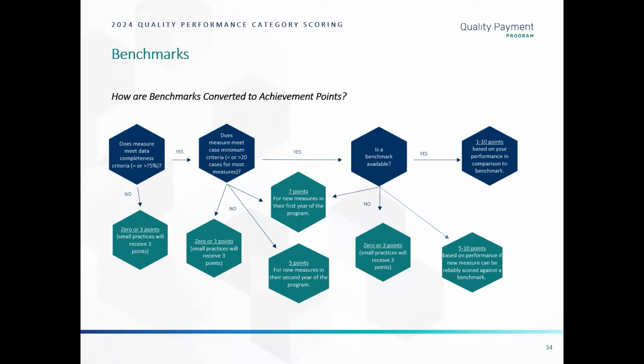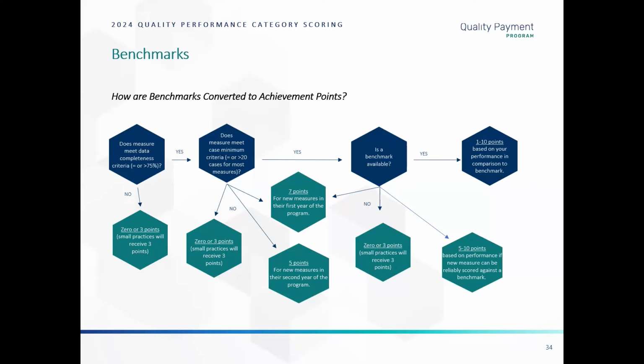So if a measure does meet the case minimum criteria, the next question that we ask, is there a benchmark available? If there is not a benchmark available, 0 achievement points are applied, or 3 achievement points are applied for small practices. And again, I just want to note that if the benchmark is not available, there are 5 to 7 achievement points available for new measures in the program. And again, it'll be either 5 or 7 if they are either in their first or second year of the program. And again, that's if there are not any benchmarks.